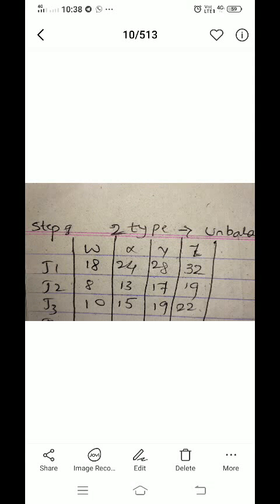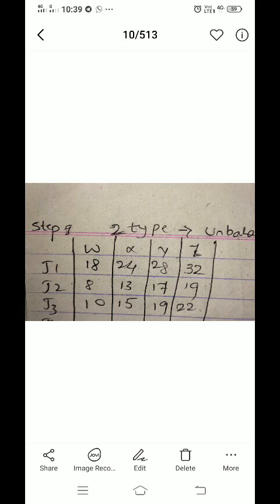Good morning, everybody. Today we are discussing the second type of unbalanced condition in assignment problems. Step one: how to solve the problem. Here, there are only three jobs, and the machine allocations are W, X, Y, Z, so there are four. Yesterday we discussed a case with four rows and only three columns, but today the number of columns is 4 and the number of rows is only 3.